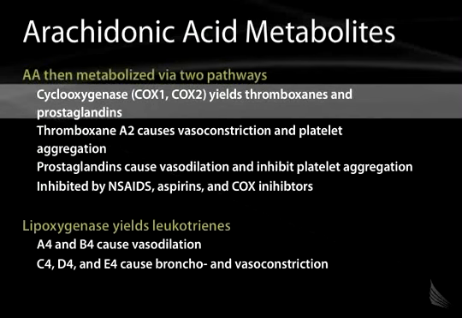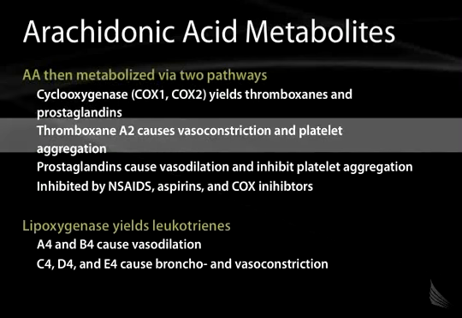It can be acted on by an enzyme called cyclooxygenase to yield thromboxanes and prostaglandins. Thromboxane A2 causes vasoconstriction and platelet aggregation.